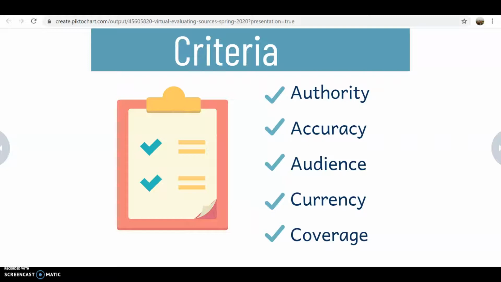And lastly is coverage. So how much of the topic does it cover? Is it just a snippet of information? What is the context of it being used? Does it have support for its claims or arguments? So really, how much does it go into, and how much do you need it to go into based on your research need? So those are the areas we're going to think about.